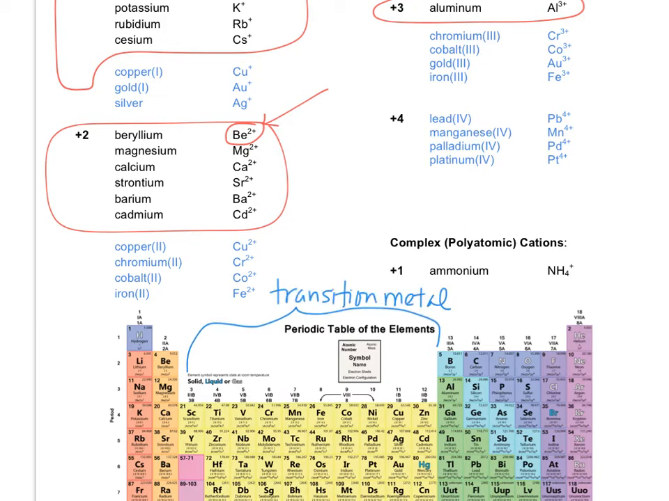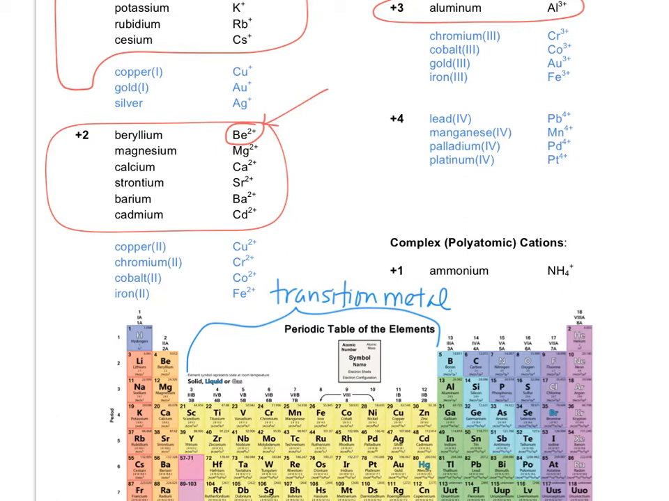And unlike the other sections of the periodic table, where, for example, you could look and say, oh, anything in this group is going to be a +1 ion, and anything in this group is going to be a +2 ion, it turns out the transition metals can form different kinds of ions. So, for example, here is iron with a +2 charge. It means iron has lost 2 electrons. But here's iron with a +3 charge, which means it's lost 3 electrons.